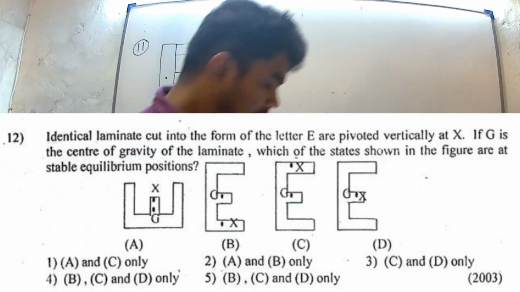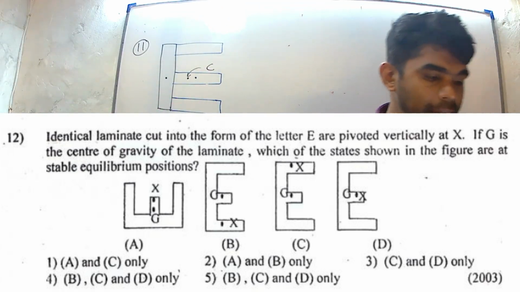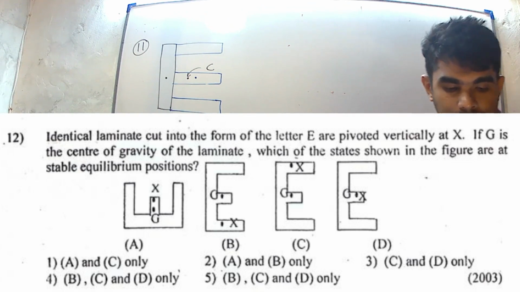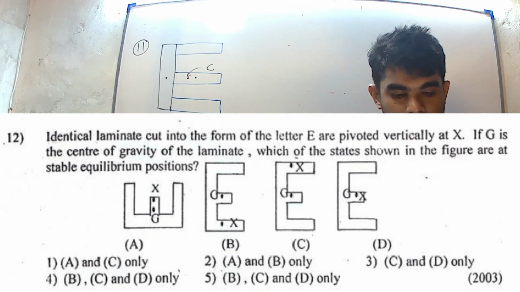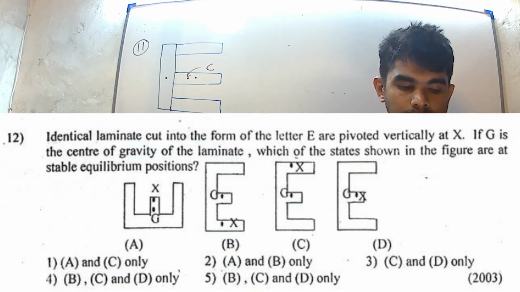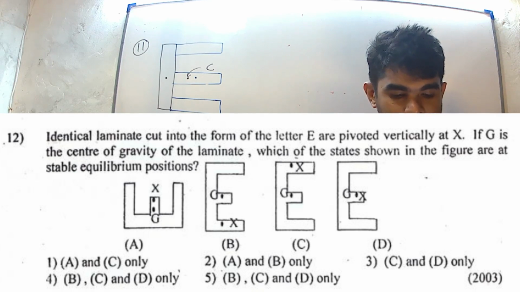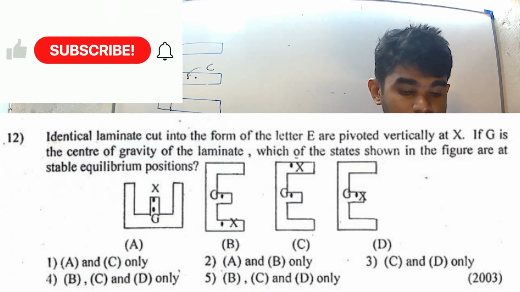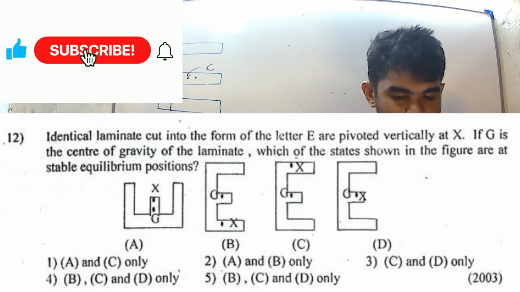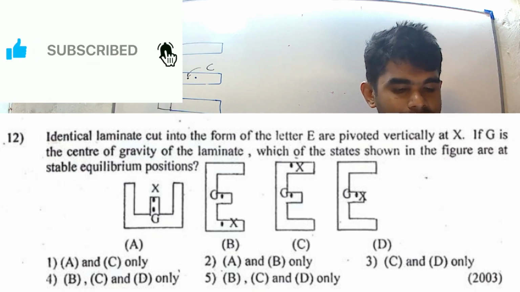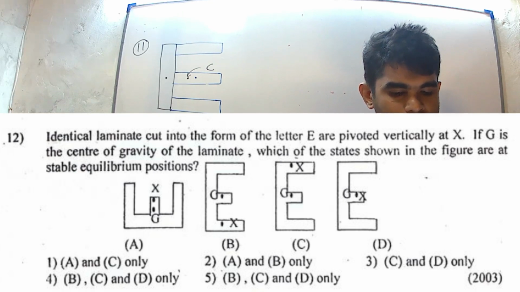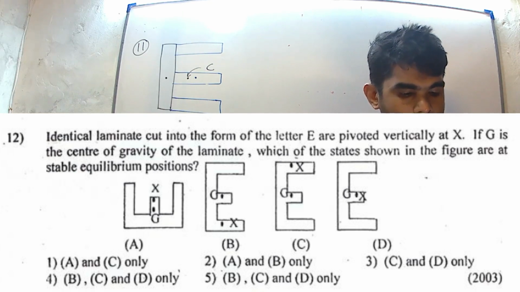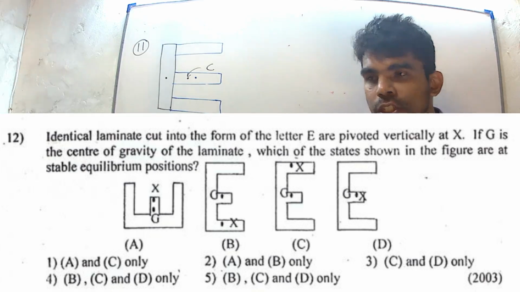Then 12. Identical laminas cut into the form of the letter E are pivoted vertically at X. If G is the center of gravity of the lamina, which of the states shown in the figure are at stable equilibrium position?